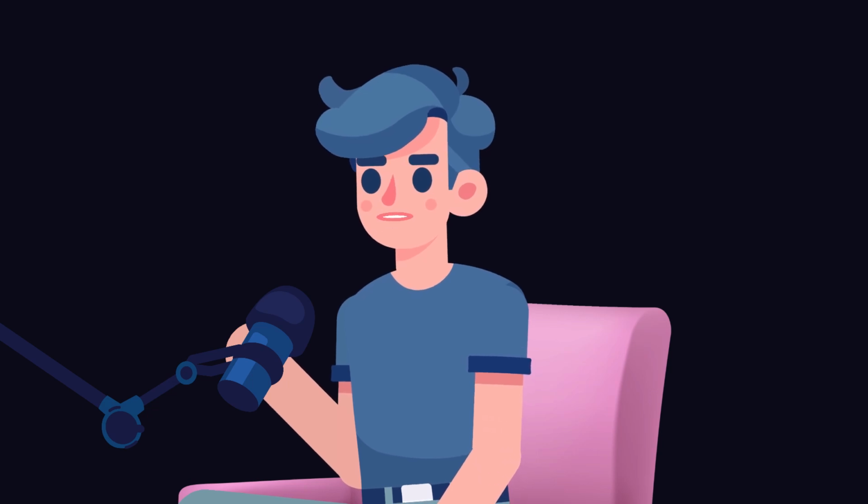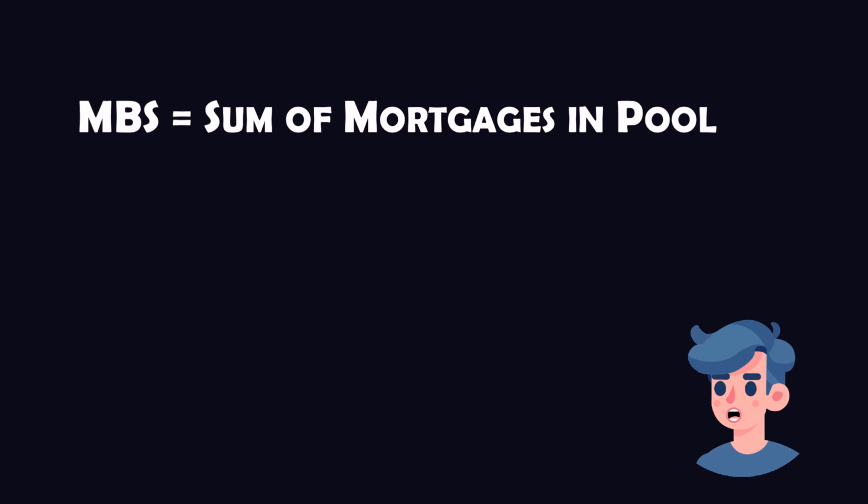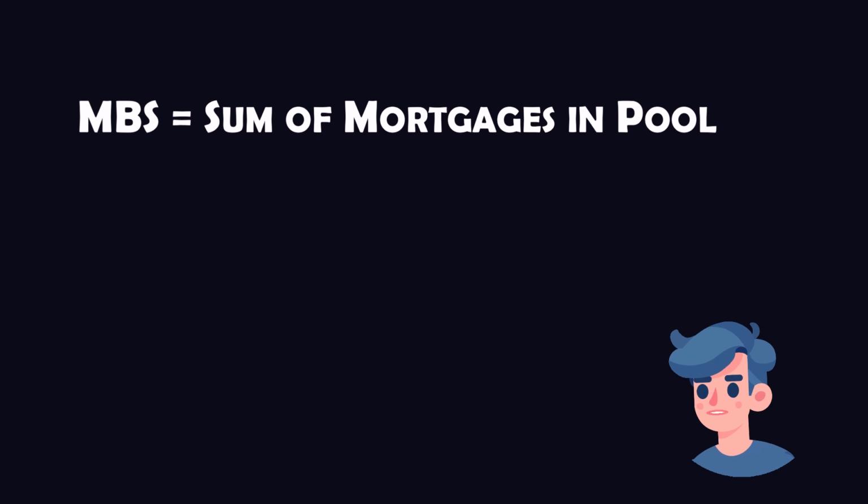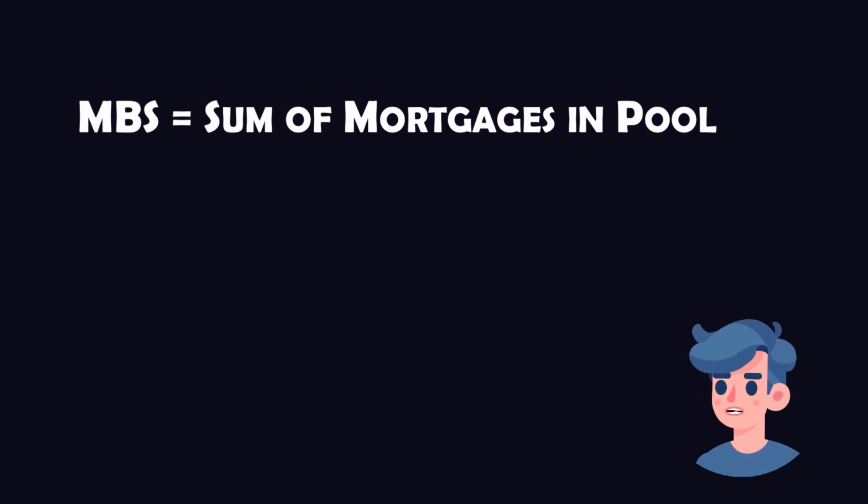Question time: why do you think lenders issued so many subprime mortgages despite the risk of default? Answer: lenders issued subprime mortgages because they could package these loans into mortgage-backed securities, MBS, which were sold to investors. This offloaded risk from the lenders to the investors.